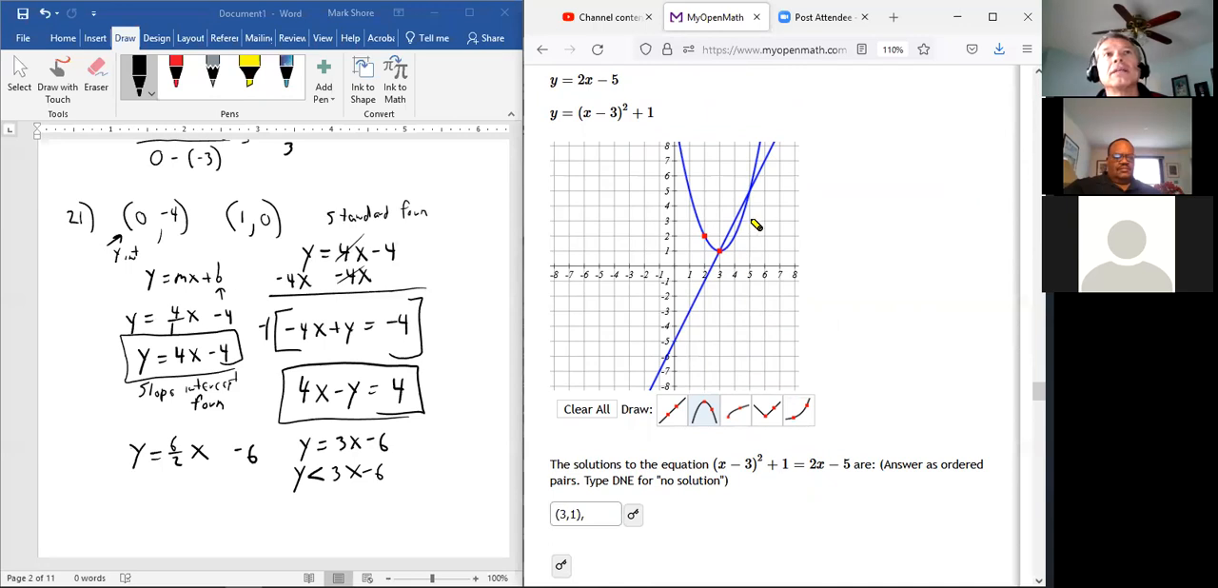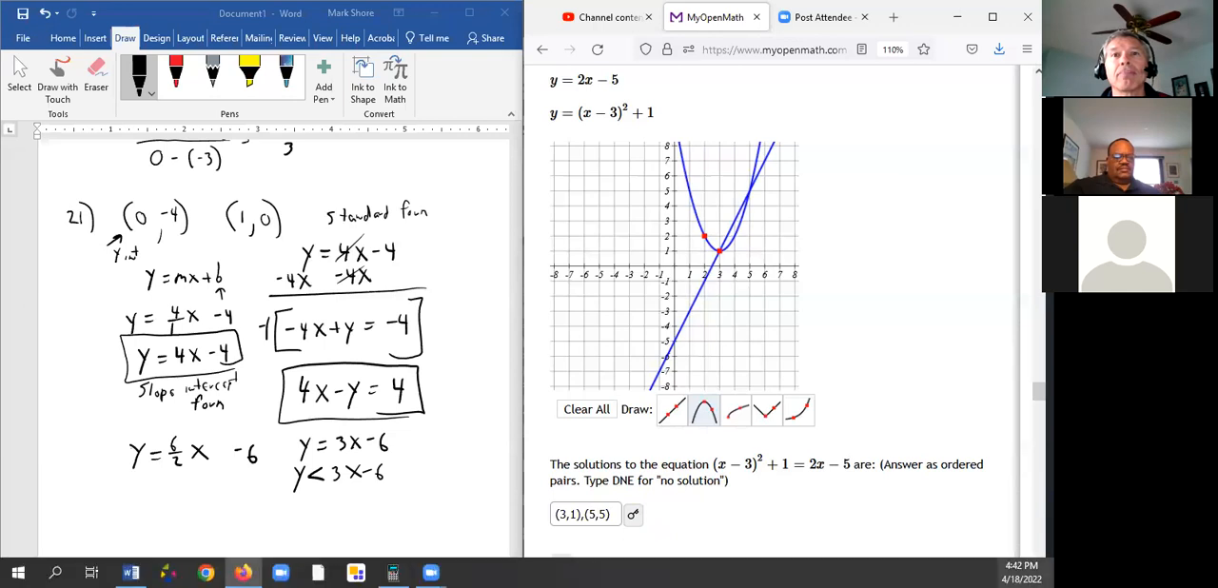And the other point that they intersect is right up here. And you can see that's at the point 5, 5. See, 5, 5. That's where they intersect. So let me put that one down. 5, 5. And that should do it with that one.